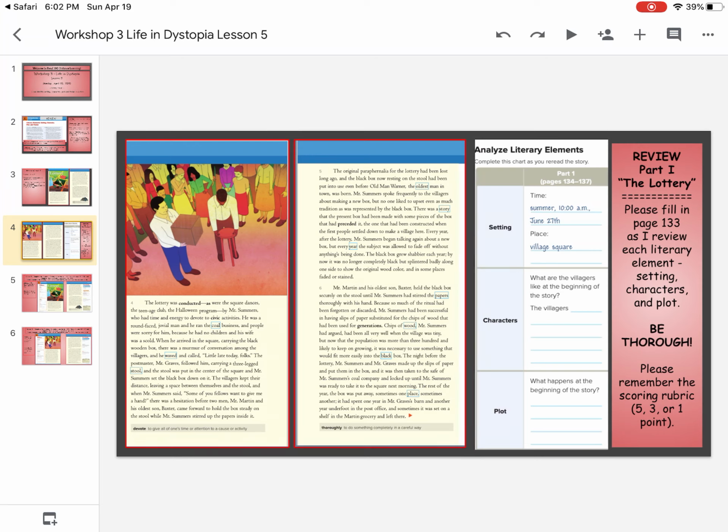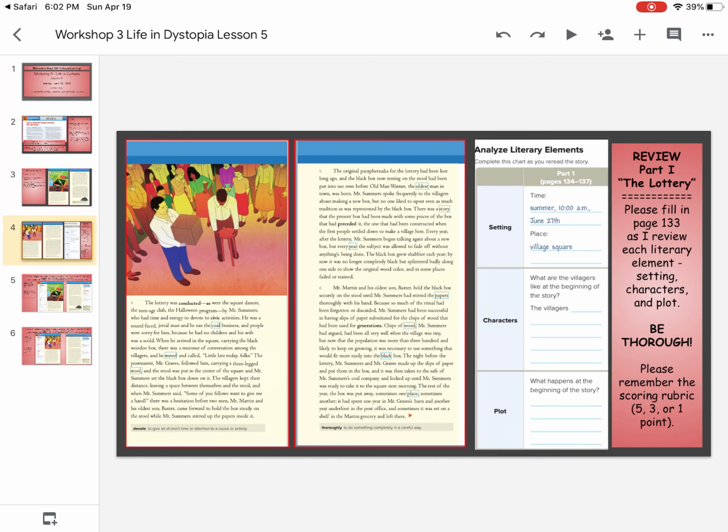Now, what we're going to do on this next part, on page 133, I'm going to have you go back and look where it says Analyzing Literary Elements. The first part you can see is filled in, but I'm going to have you do the next part where it says Characters and Plot.